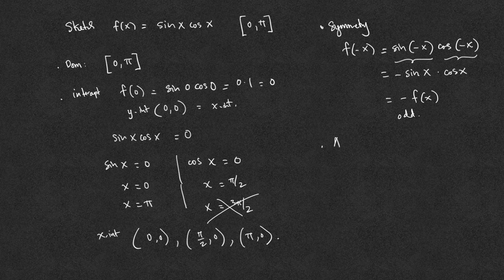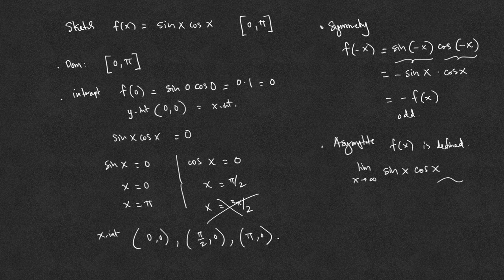For asymptotes, we know that this function will not have any vertical asymptote because f of x is defined everywhere on this interval. For the horizontal asymptote, we would need to evaluate the limit as x goes to infinity, but as x goes to infinity, sine of x and cosine of x oscillate and will not approach any number, so there is no horizontal asymptote in this case.